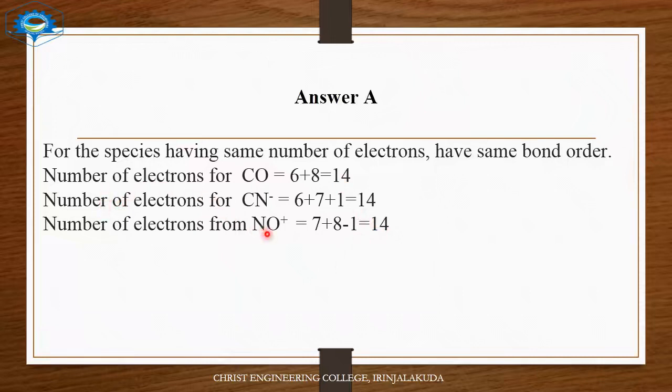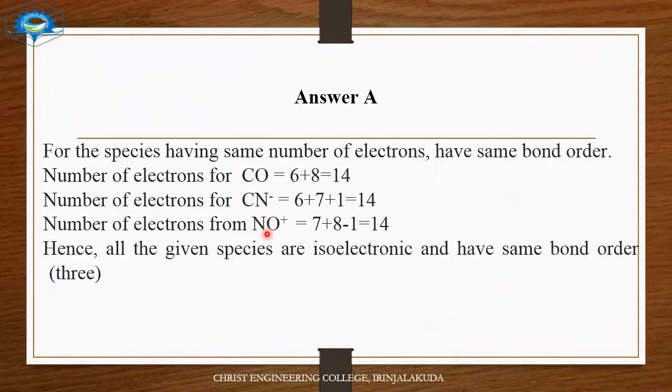So from this result, from the value of number of electrons, all the given species, CO, CN minus, NO plus, have the same number of electrons, which is known as isoelectronic. If the number of electrons are same, then they have the same bond order.